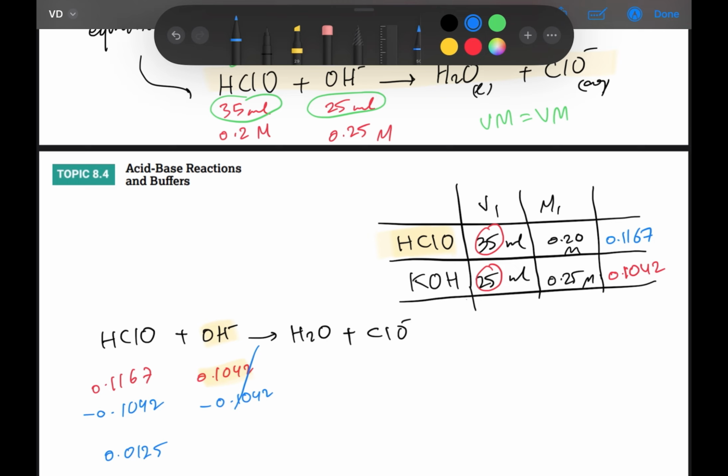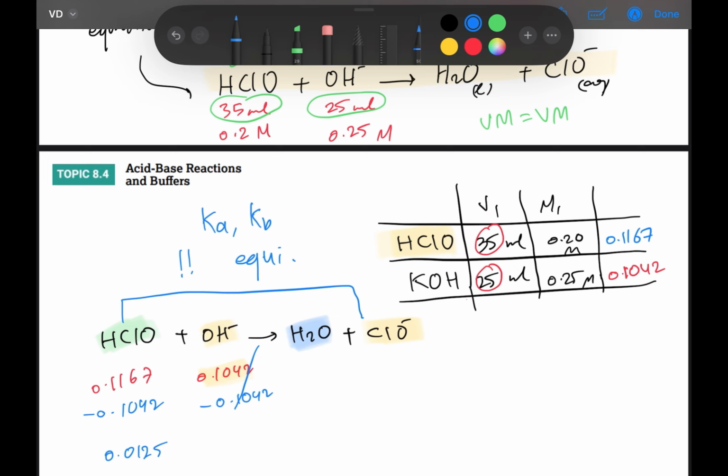But guys, at that point, you have to look carefully at your question. In the previous video, we ended up with only one product, which was H2O. But now I have a new product, which is ClO negative, and the ClO negative is the conjugate base of the acid. So as long as you have a weak acid with its conjugate base, or a base with its conjugate acid, you have to turn your alert on. You have to think about the equilibrium, about the Ka and the Kb at that point.